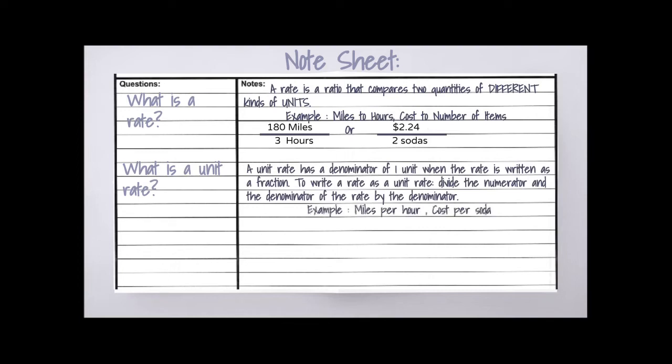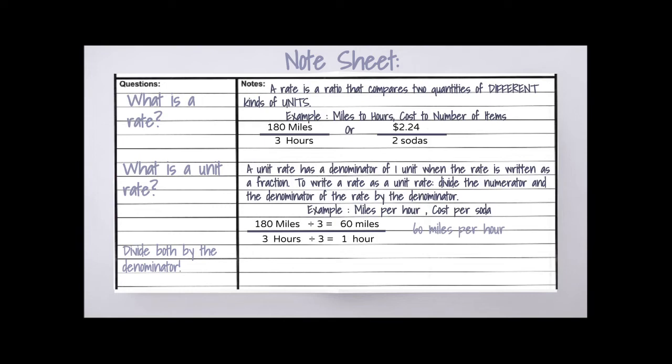So I'm going to use the same example of miles per hour and cost per soda. So I'm going to divide both by the denominator. And I start that off with, if I traveled 180 miles in 3 hours, the denominator is 3, so I'm dividing both numbers by 3. 3 divided by 3 is 1 hour. 180 divided by 3 is 60 miles. So that now gives me that I traveled 60 miles per hour.